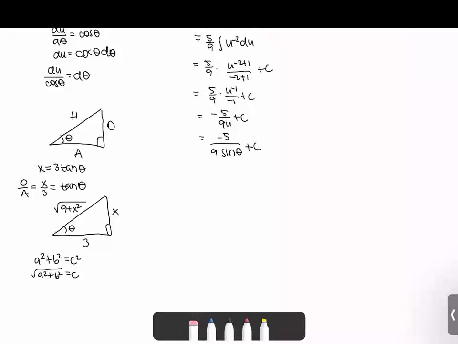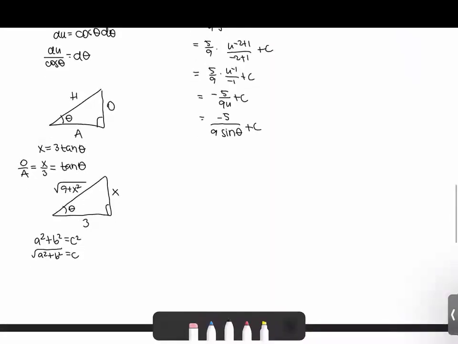So now we need to figure out the sine of this. And so again, using SOHCAHTOA, the sine is the opposite over hypotenuse. So that means that this is x over the square root of 9 plus x squared. So we just put that in. So this is negative 5 over 9 times x over the square root of 9 plus x squared plus c.